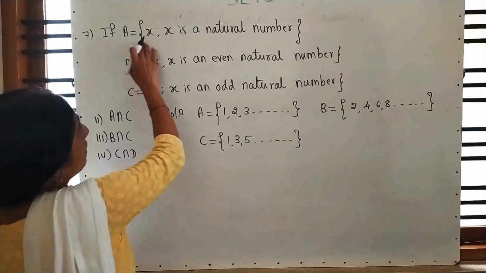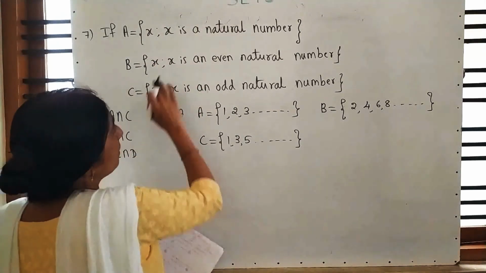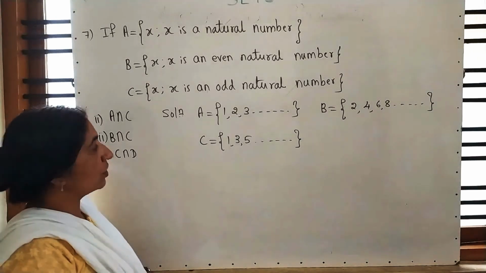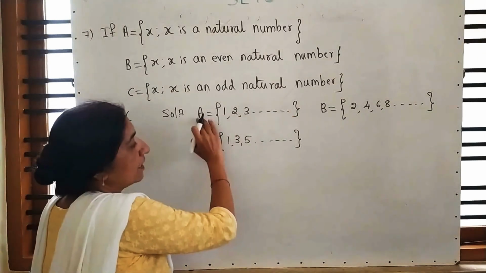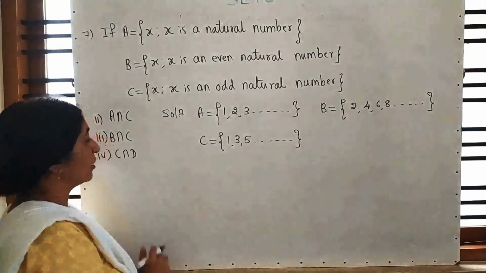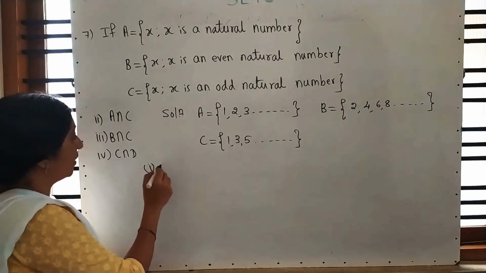See, the set A is given as natural numbers, set B is given as even natural numbers, and set C is given as odd natural numbers. I wrote here, that is A is natural number, B is even natural number, C is odd natural number. Now we have to solve one by one.